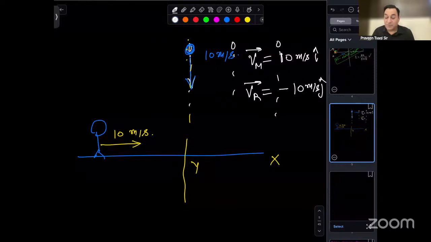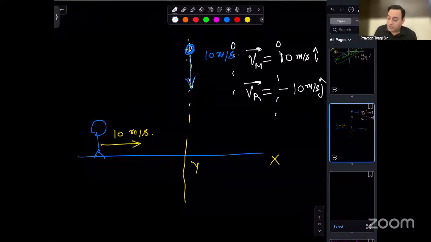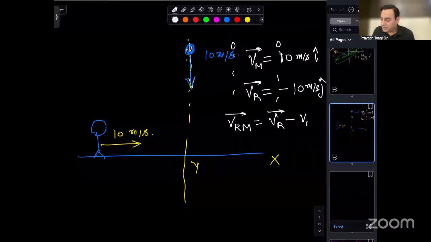You can see this very easily. Velocity of man, velocity of raindrops relative to the ground. Now, what will be the velocity of raindrops as observed by the man? That will be VR minus Vm, and VR minus Vm will be minus 10 j cap minus 10 i cap meters per second.